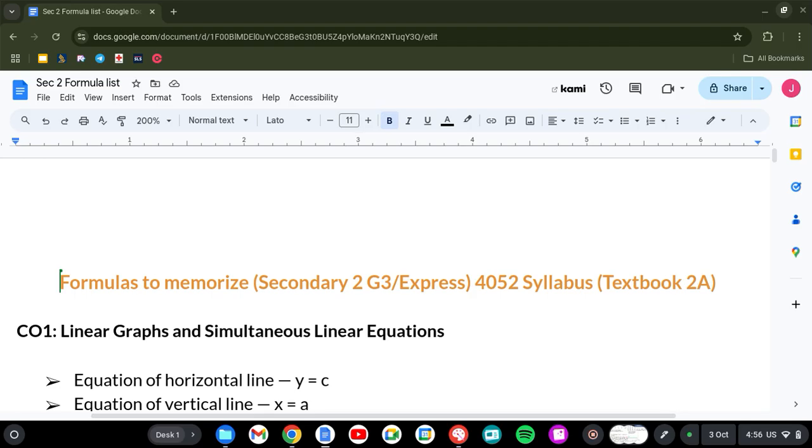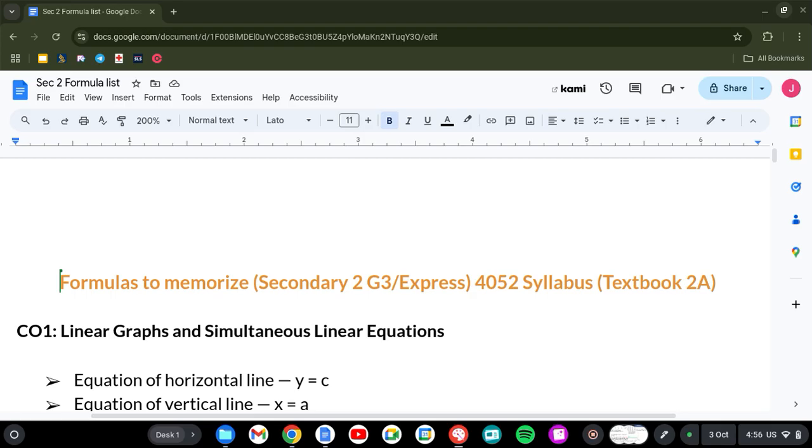Alright, for chapter 1, it is linear graph and simultaneous linear equation. So all you need to know is the equation of horizontal line is y equals c, and the equation of vertical line is x equals a. Okay, why is that so? Because horizontal line, let me draw a horizontal line for you.